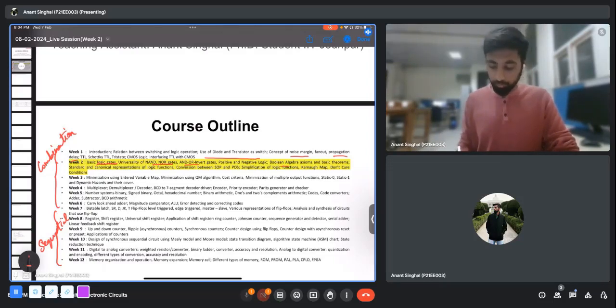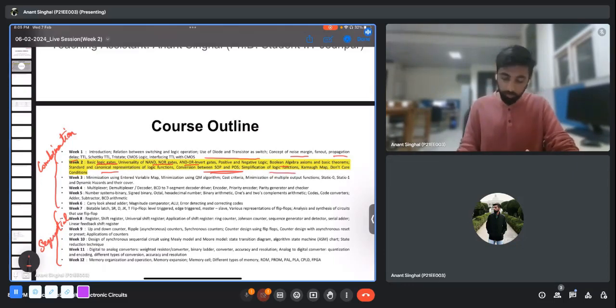Then we'll be covering some Boolean algebra axioms and basic theorems that we need to minimize expressions, or to save energy consumption. Then we'll do canonical representation and conversion of SOP and POS forms. There are several forms that we'll be studying, and at last we'll end with some problems related to K-maps and don't care conditions.